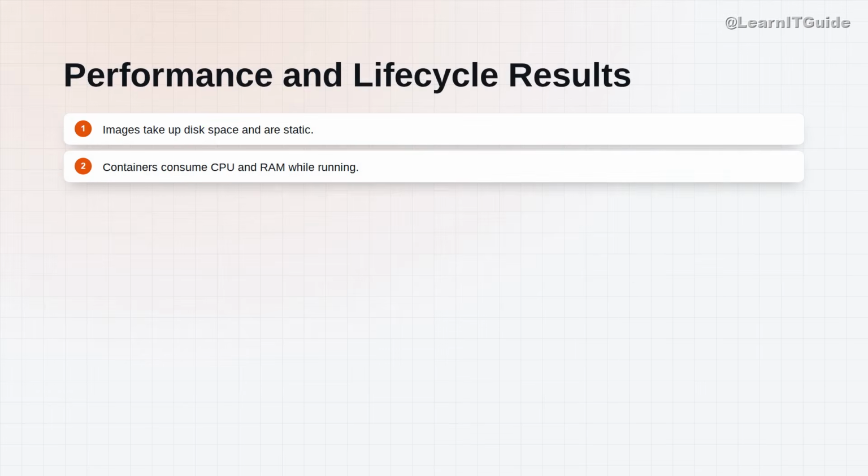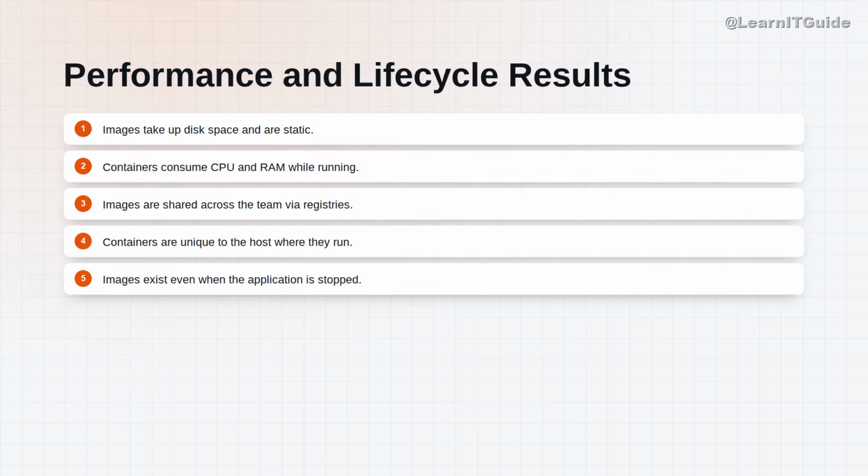Let us talk numbers. First, images take up disk space and are static. Second, containers consume CPU and RAM while running. Third, images are shared across the team via registries. Fourth, containers are unique to the host where they run. And finally, images exist even when the application is stopped. These are the operational realities of your infrastructure.